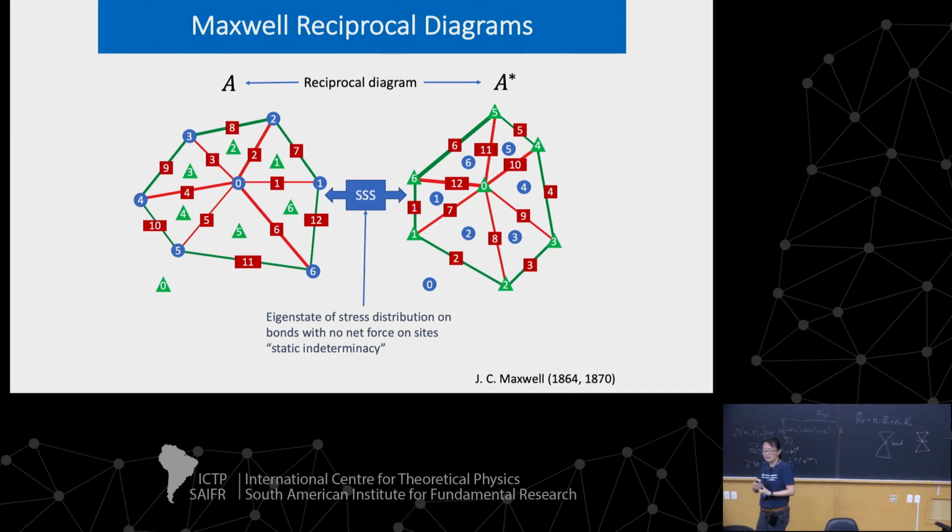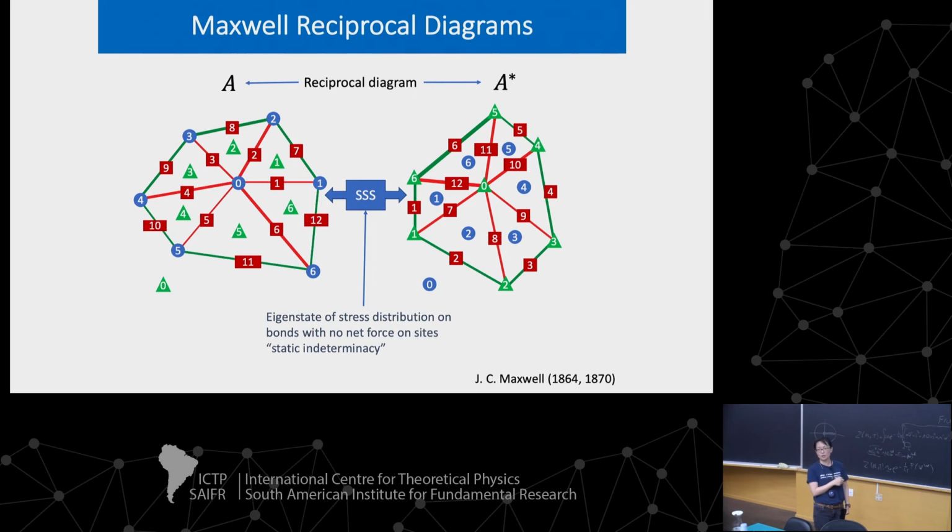Okay, so we see that this is a mutual relation. This one has a state of self-stress. You can use that to construct this diagram geometrically. And this one has a state of self-stress. You get this one. Okay?